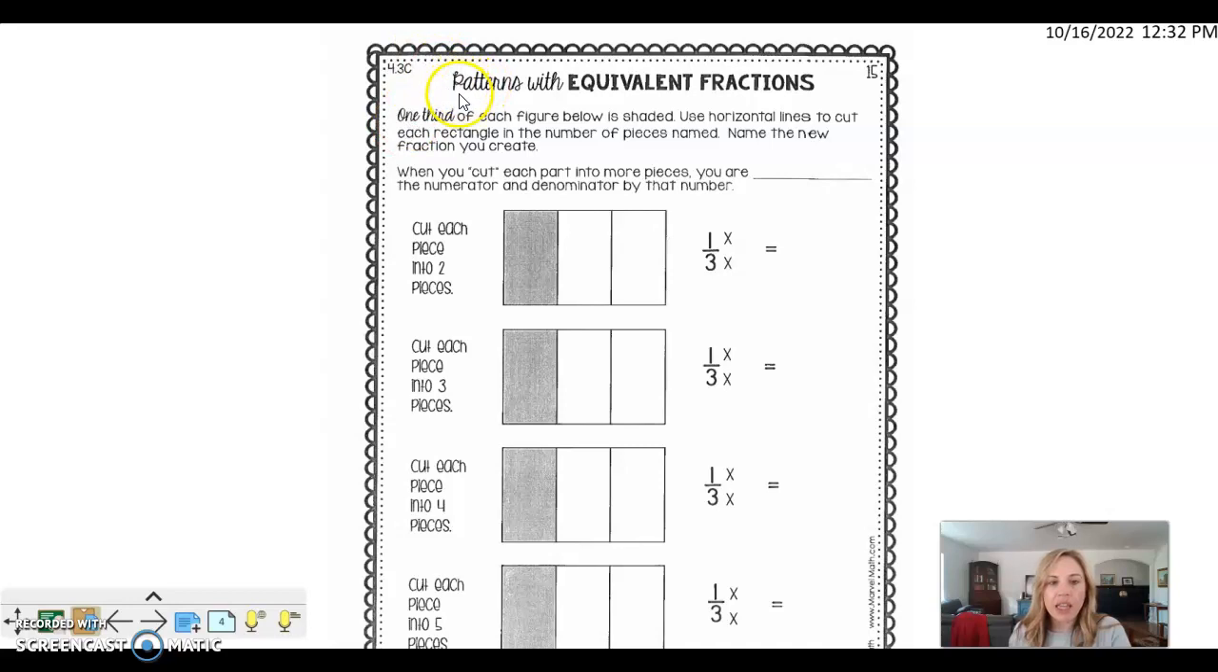So make sure you're on the side that says patterns with equivalent fractions. 1/3 of each figure below is shaded. Use horizontal lines to cut each rectangle in the number of pieces named. Of course, make sure your pieces are equal. Name the new fraction you create. When you cut each part into more pieces, you are blank the numerator and the denominator by that number. Well, what are we doing to the numerator and the denominator? We're multiplying.